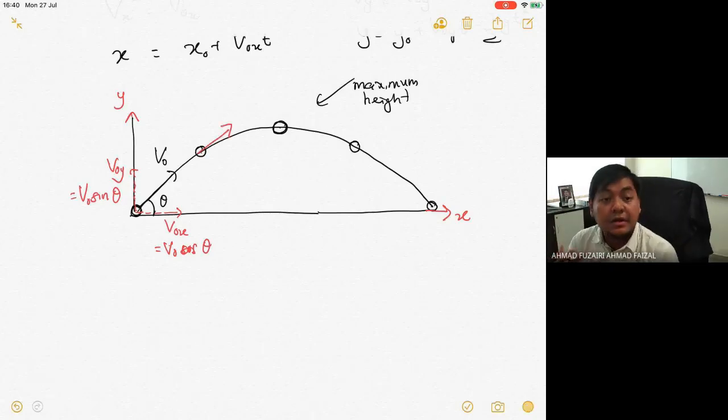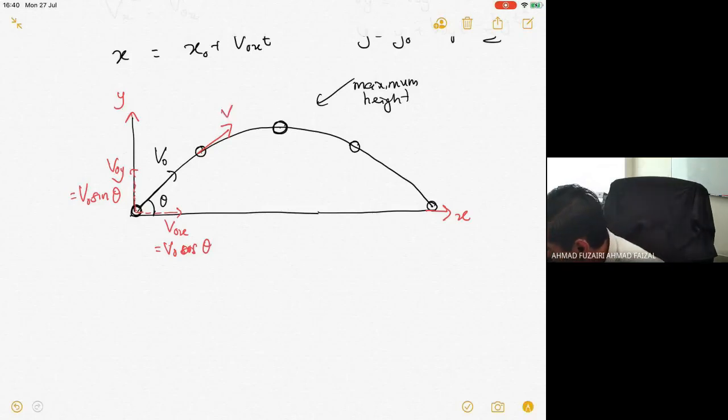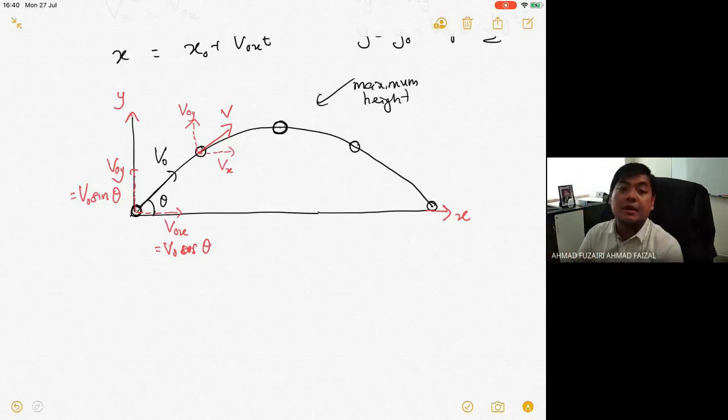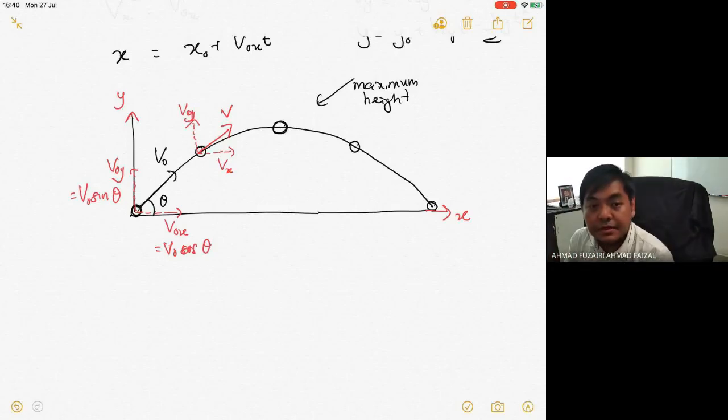It's no longer called V naught, but we should call it V. So V naught has now become V. So V is what? V must have a Vx and also a Vy. It's no longer V naught y. Should be Vx and Vy.